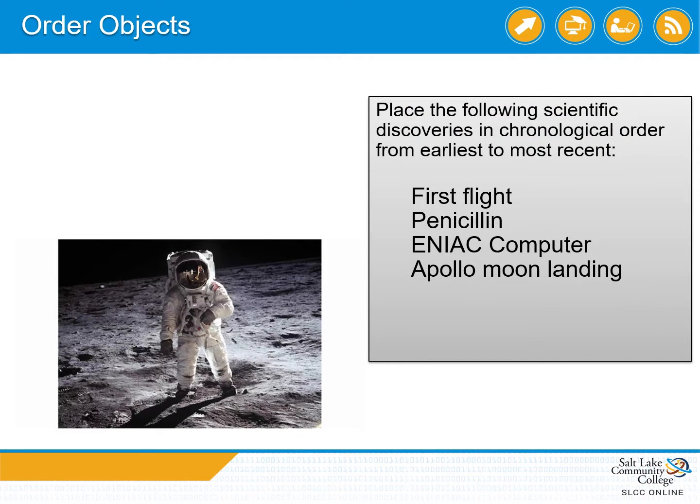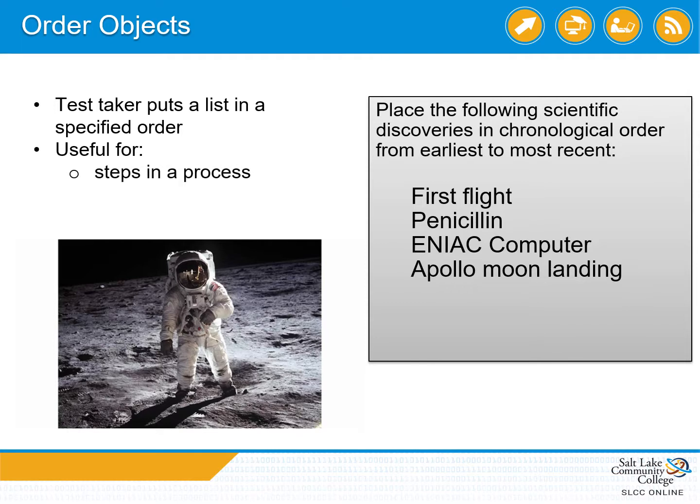The order objects item type is also similar to matching, but the emphasis is on sequencing the stems into the correct order. In this example, the test taker is required to place the historical events in chronological order from first to last. This item type is especially useful for ordering steps in a process, sorting quantities, and sequencing events. Only use this item type when the relationship of the steps, events, or amounts is what the test taker truly needs to know.